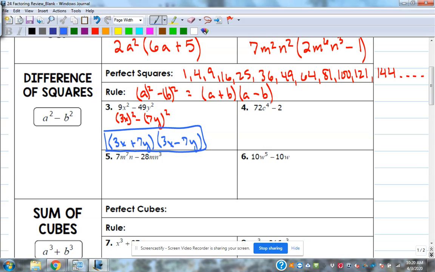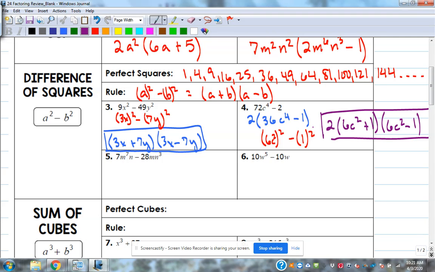We look at number 4 just across here. We have 72c to the 4th minus 2. Those have a GCF of 2. We'll factor out a 2. It's going to leave me 36c to the 4th minus 1. And 1 is a square number and 36 is a square number. So that means I can rewrite that as 6c squared squared minus 1 squared. So c squared squared comes from the c to the 4th. And so the factored form for the final answer here is going to be the 2 that we factored out at the beginning, and then 6c squared plus 1, 6c squared minus 1. There's the final answer for number 4.